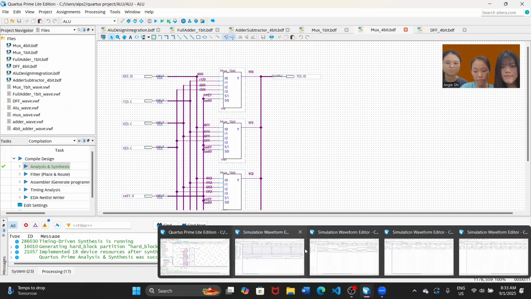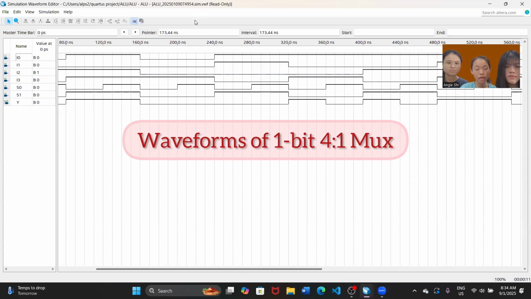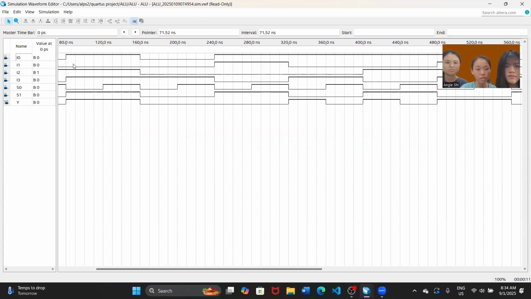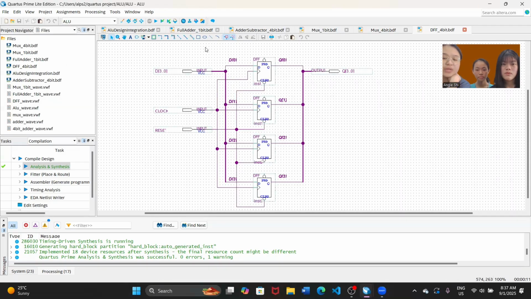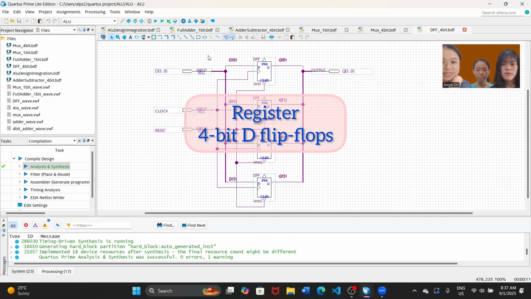So let us look at the waveform. This is our waveform for our 1-bit 4-to-1 multiplexer. For example, if you look here, when S0 equals 0 and S1 equals 1, this in decimal means 2. So it will select input 2, and input 2 is 1. That means our output equals 1. For our 4-bit 4-to-1 multiplexer, it's basically the same thing, except that the output and the inputs are 4 bits. Okay, right now I will explain the 4-bit D flip-flop that represents a register that we designed.